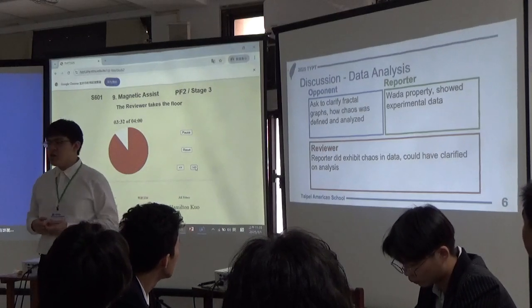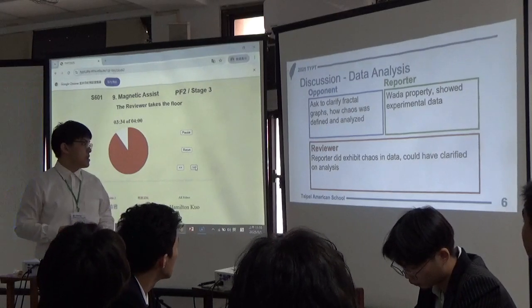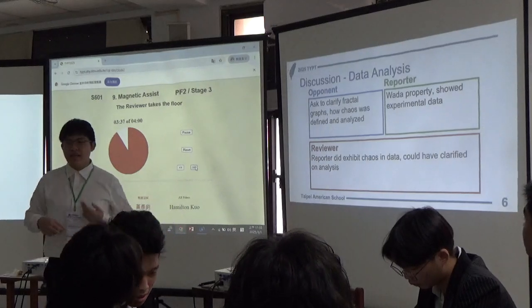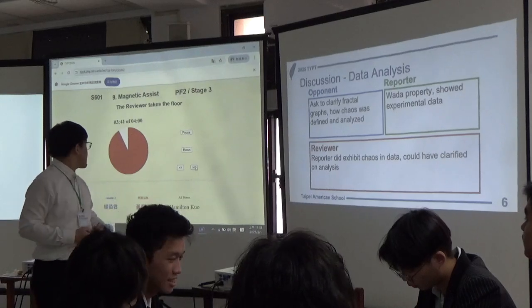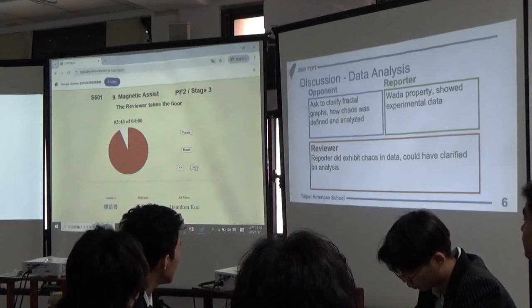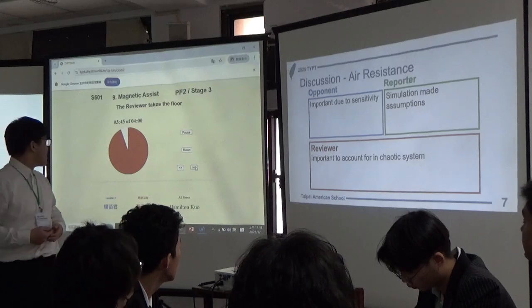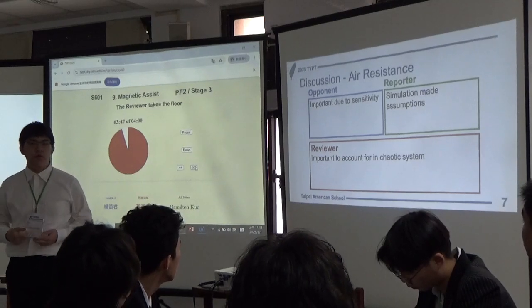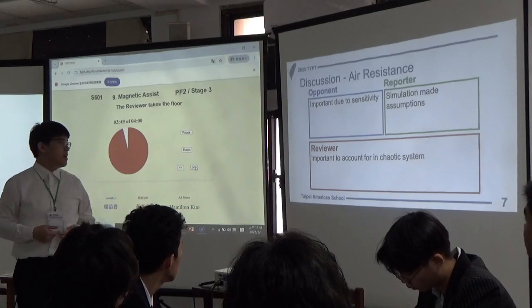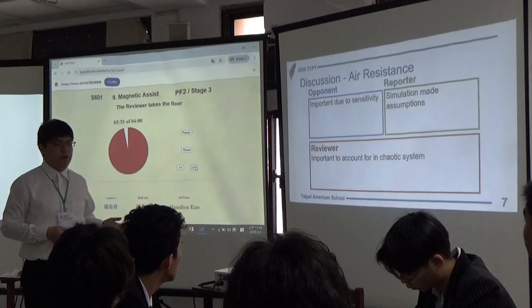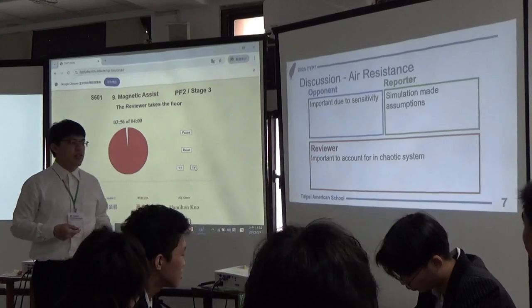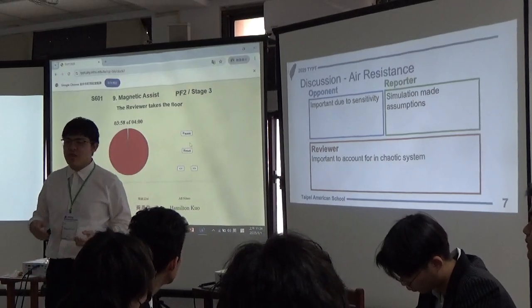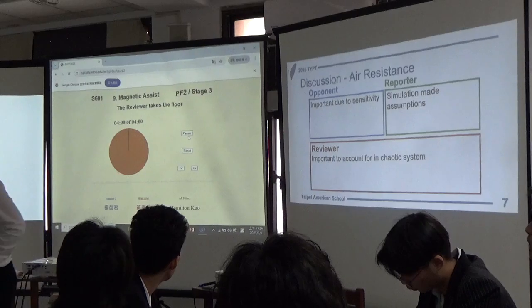The reporter justified their analysis with the Wada property and also showed their experimental data. I think the reporter's data does exhibit chaos, but they could have been more clear on their analysis. Also, during my questioning, I asked the opponent and the reporter about the importance of keeping track of error and resistance. I agree with the opponent that it needs to be accounted for, and I think the reporter is wrong to just say the simulation can make assumptions when it's supposed to mirror actual data.